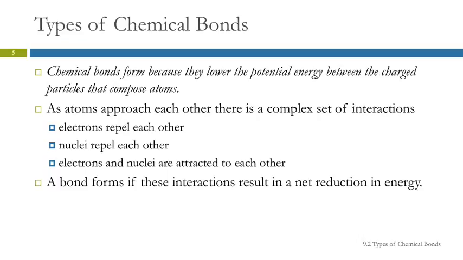So as two atoms approach each other to form a compound, there's a complex set of interactions. You've got electrons repelling each other, you've got nuclei repelling each other, then you have electrons of one atom attracting the nuclei of the other atom. And so it's this kind of dance going on here. So the bond will form if the sum of those interactions results in a net reduction in energy.